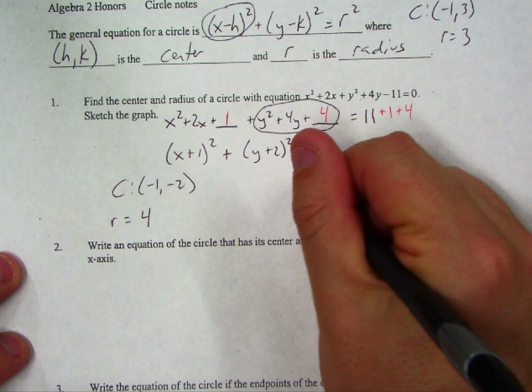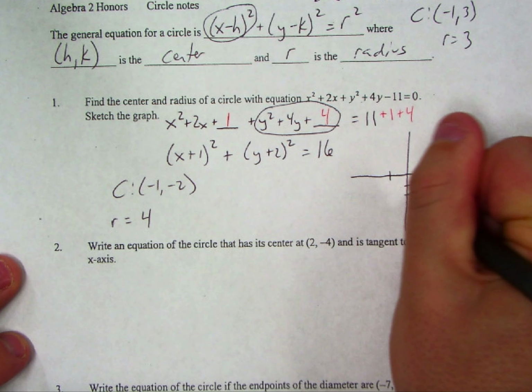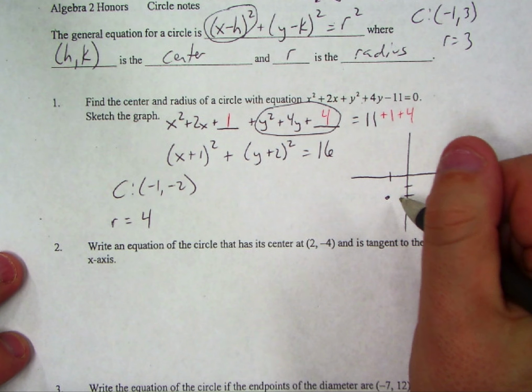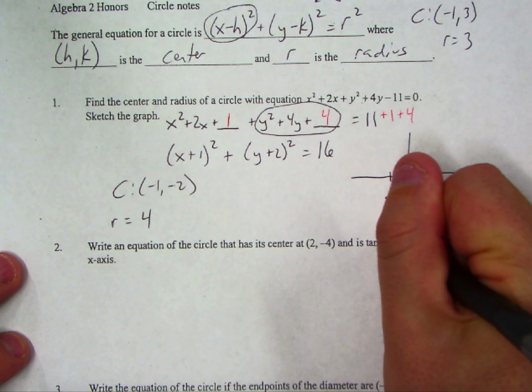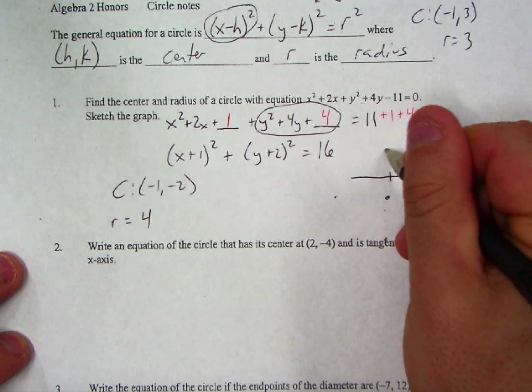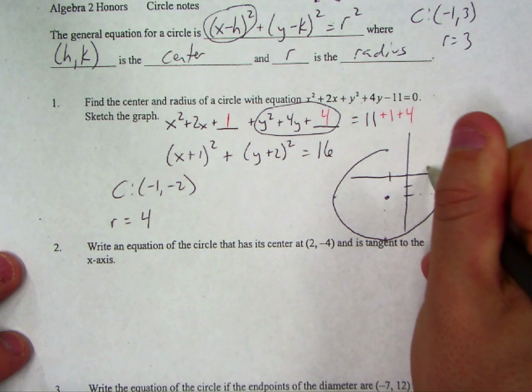And then I sketch. It's not going to be perfect, but... So I plot the center at -1, -2. And then I just go 4 in all directions. 4 to the right, 1, 2, I'm just going to wing it. 4 down, 4 left, 4 up. And I draw my pretty little circle. So pretty. Oh, no, it's not.